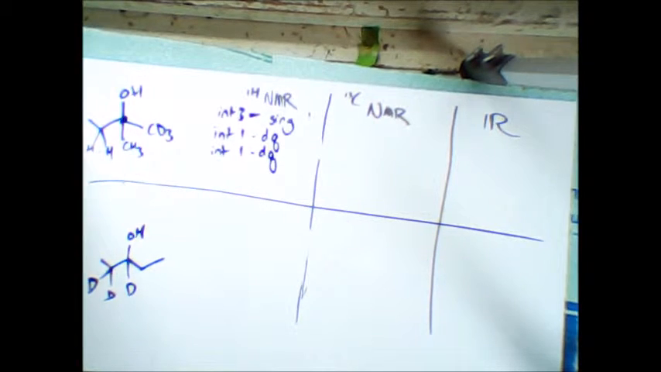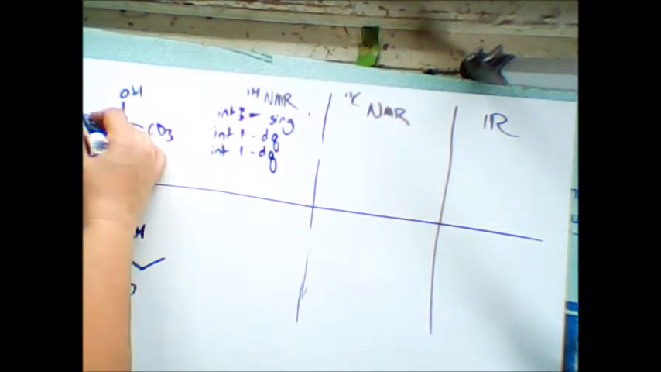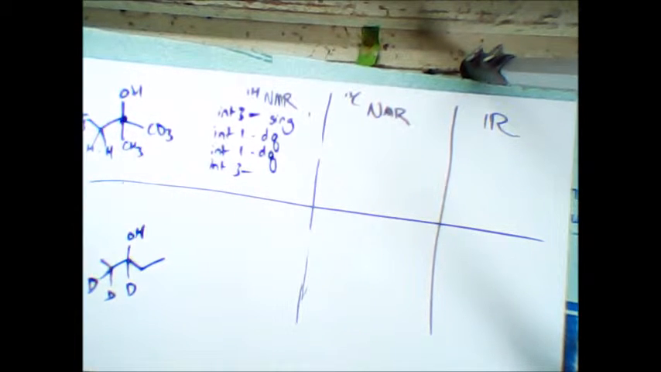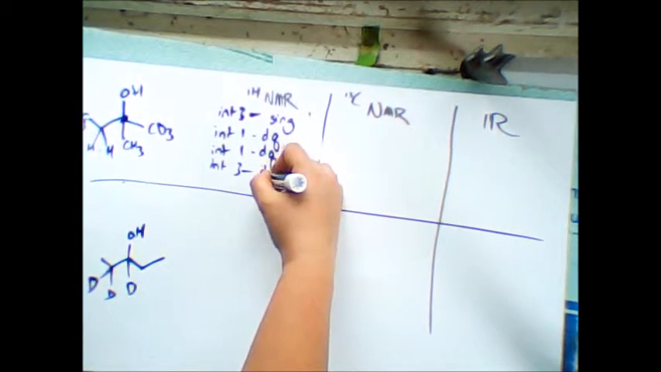And our CH3 on the end is going to have an integration of 3, and he is going to be a doublet of a doublet. Again, his coupling to each of these things is not going to be the same. So they show up as very different protons. They have very different coupling constants. So he has to be a doublet of doublets. You cannot simplify him down to a triplet.